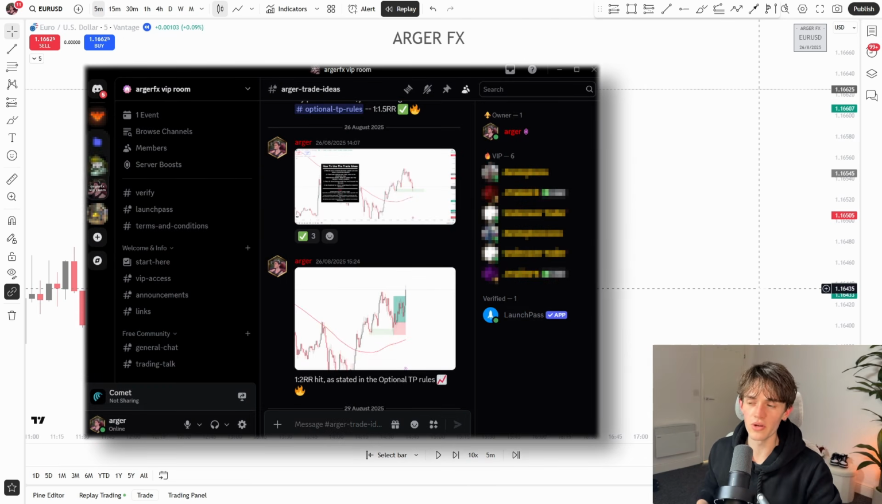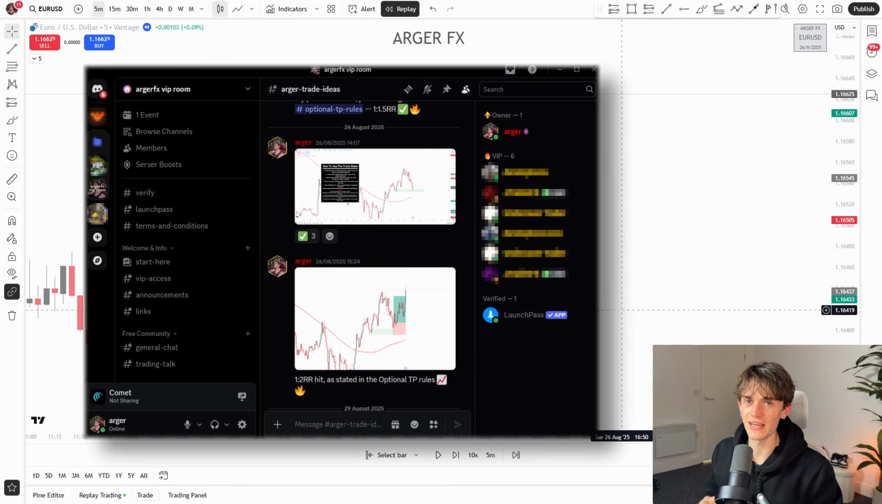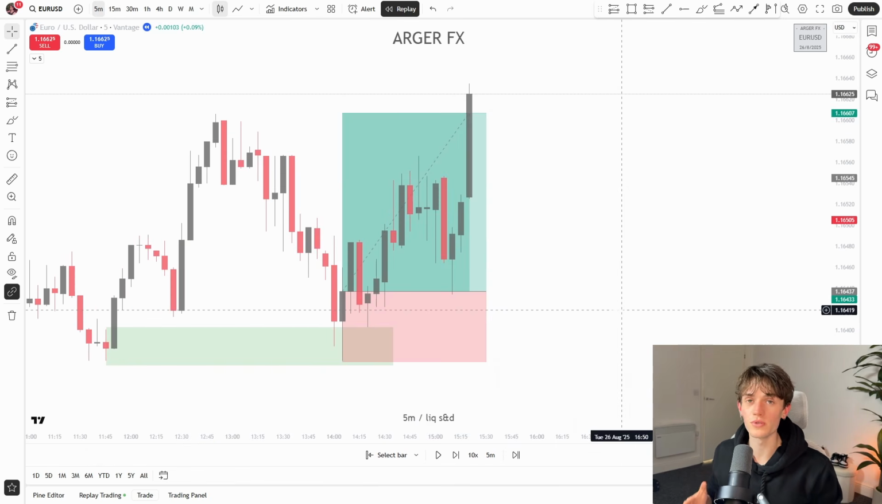I'm using this setup as an example since it is actually one that I sent to the VIP Discord. Everybody used the directional close entry model. Once again, it's just so versatile. And this was just an easy 1 to 2 risk to reward using the optional TP rules.